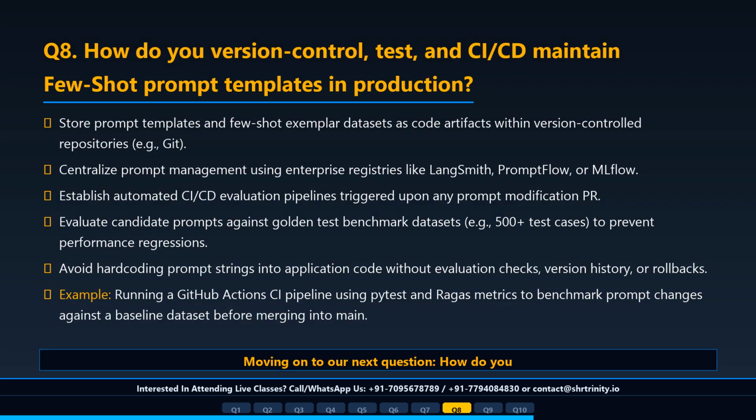Moving on to our next question: how do you version control, test, and CI/CD maintain few-shot prompt templates in production? Treating prompts as simple text strings hard-coded inside application logic is a major anti-pattern in production AI engineering. In enterprise systems, few-shot prompt templates and exemplar datasets must be managed with the same engineering rigor as application code, utilizing complete CI/CD maintenance pipelines.